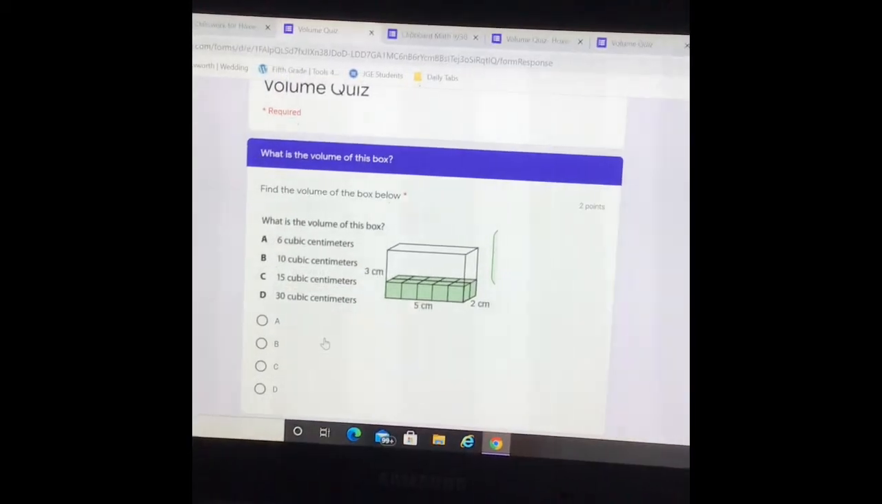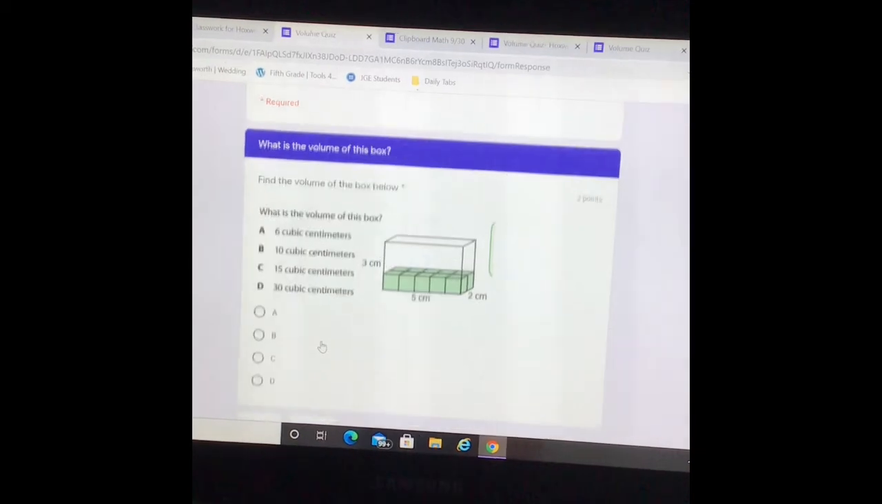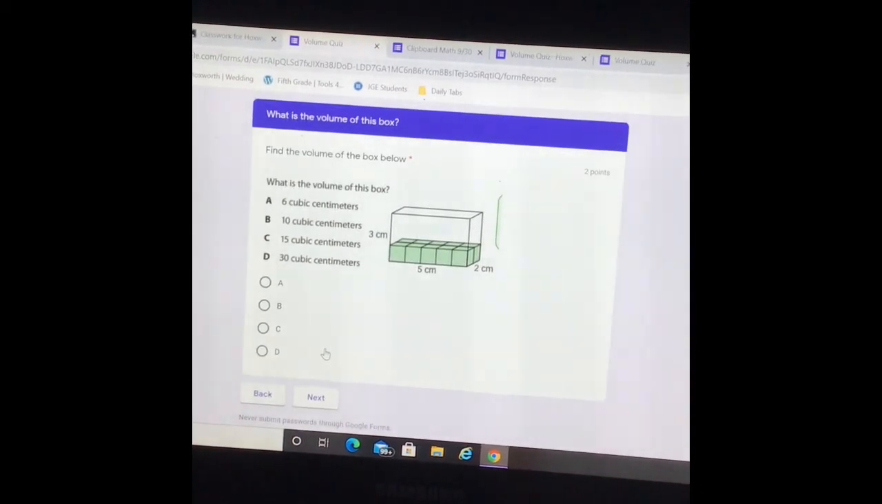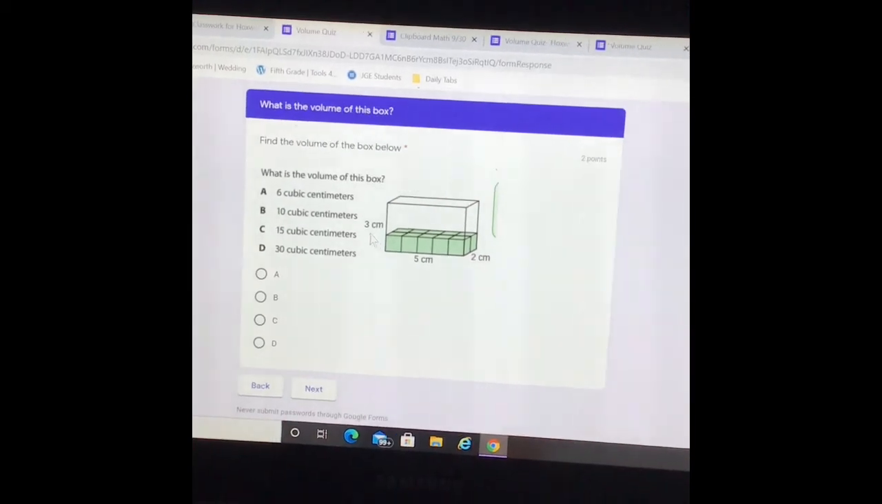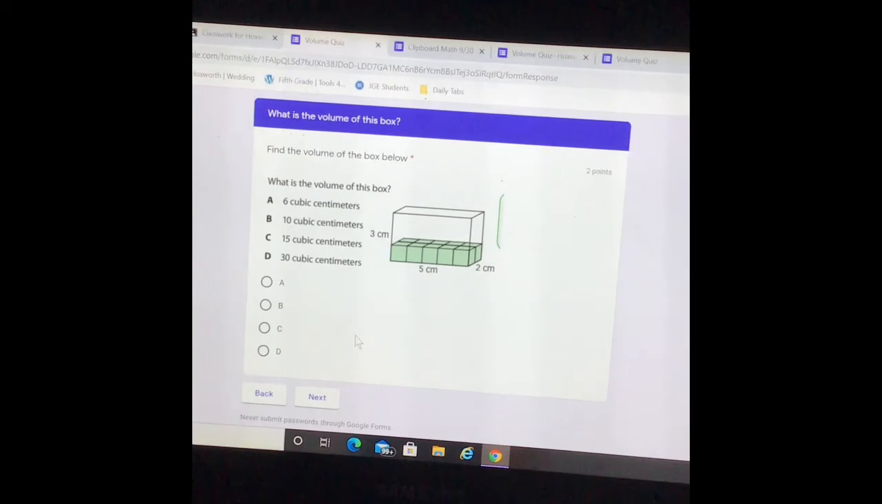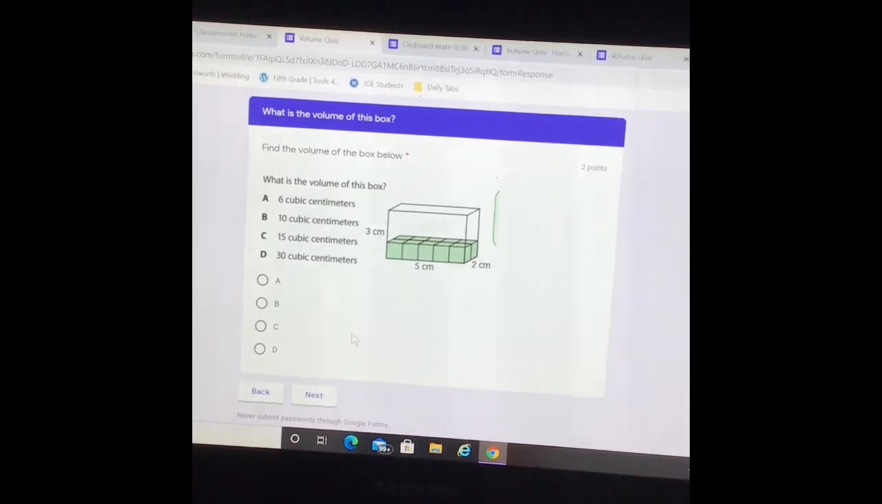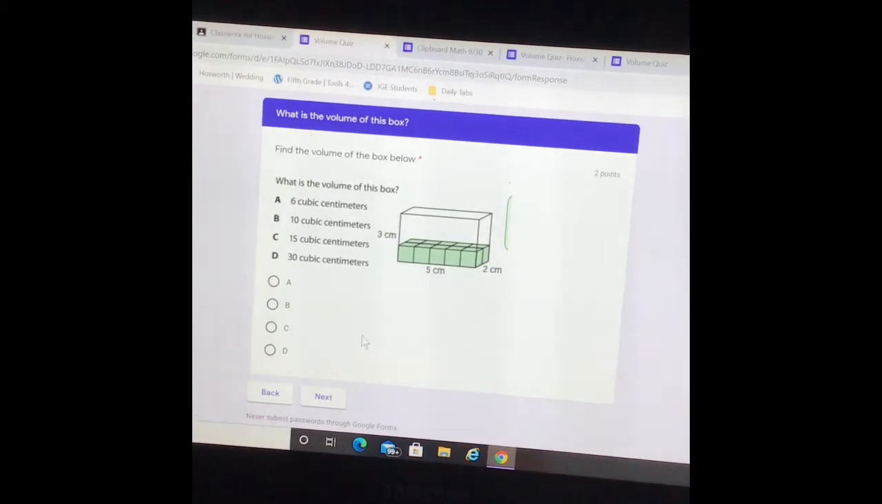The next question is, what is the volume of this box? What is the volume of this box? Remember what your formula is. If you get this answer incorrect, you will be given a second chance at solving this answer.